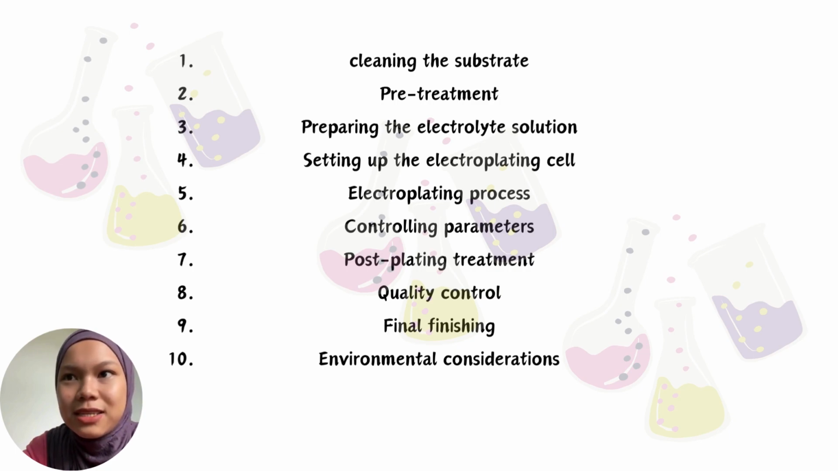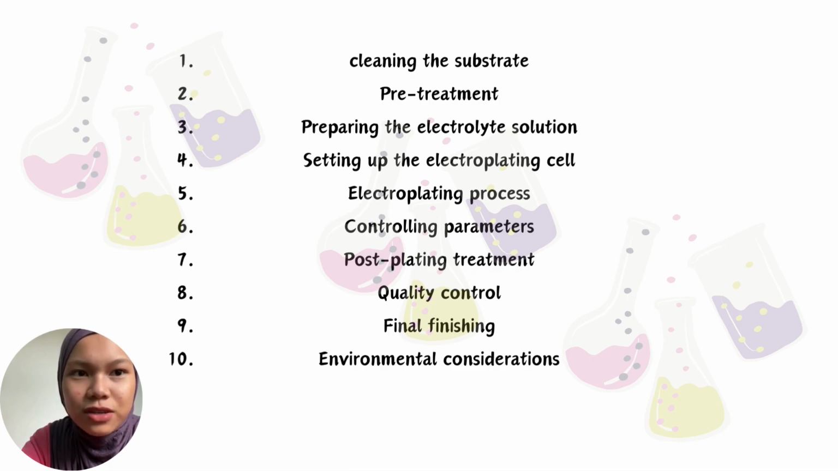Fifth, the electroplating process. When electric current is applied, metal cations from the electrolyte are reduced at the cathode substrate surface and deposit as a thin metal layer. The metal anode dissolves to provide a continuous supply of metal ions.